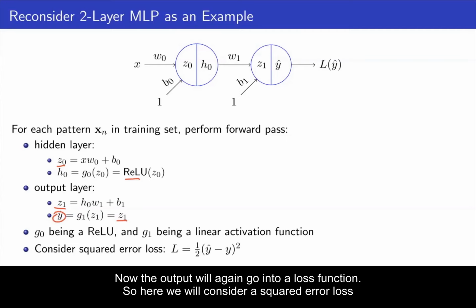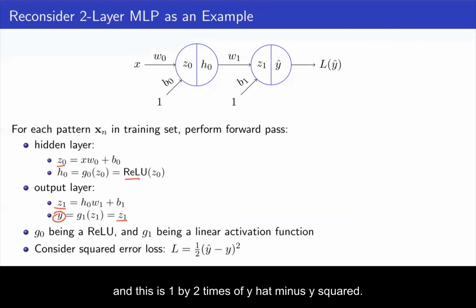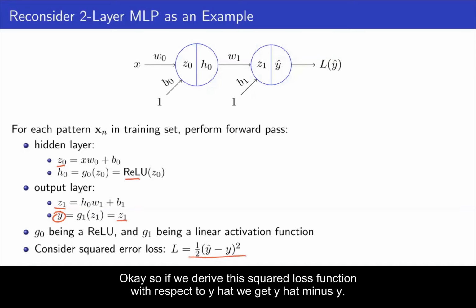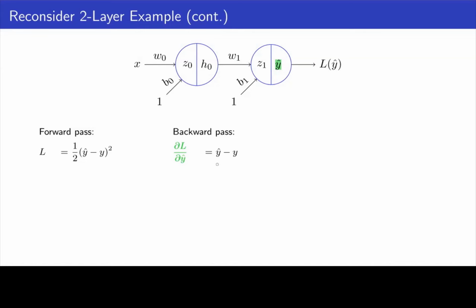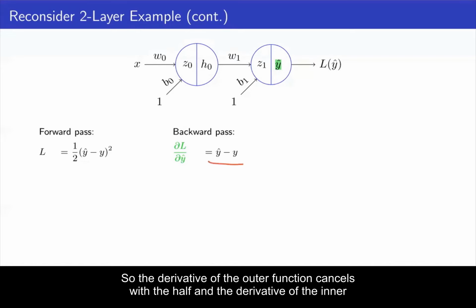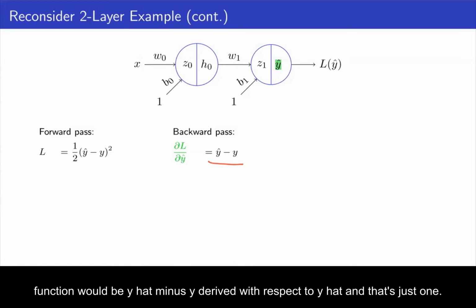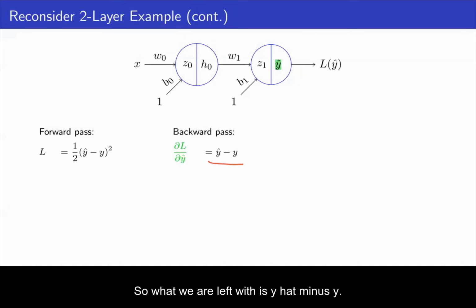Now the output will again go into a loss function. Here we will consider a squared error loss, which is 1/2 times (ŷ - y)². If we derive this squared loss function with respect to ŷ, we get ŷ - y. The derivative of the outer function cancels with the half, and the derivative of the inner function, ŷ - y derived with respect to ŷ, is just 1. So what we are left with is ŷ - y.